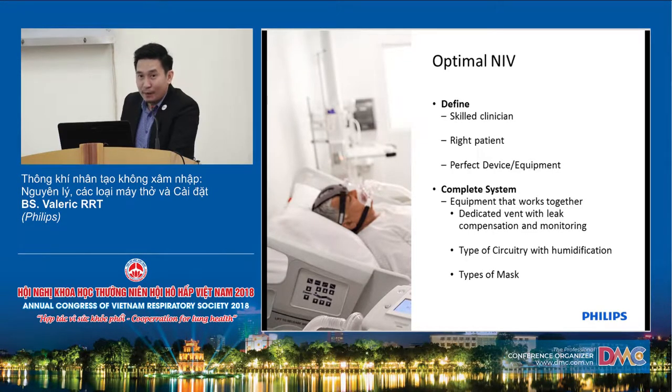So the physician must be skilled, or we have skilled clinicians. In my hometown, we have doctors, respiratory therapists, and nurses. These three clinicians work together to deliver non-invasive ventilation successfully. The pulmonary doctors take care of the chest X-ray, assessment of the patient, and blood gas. We, the respiratory therapists, take care of the machine setup and what type of mask to be used. And the nurses take care of pressure sores caused by the mask and monitoring of the patient.